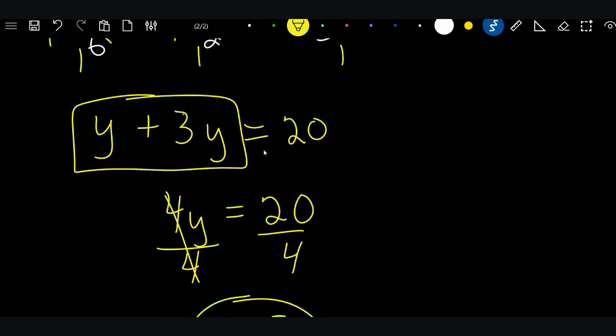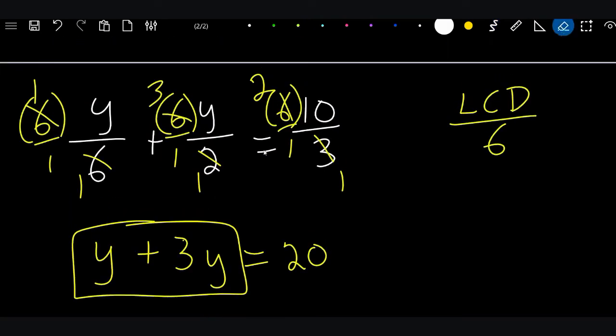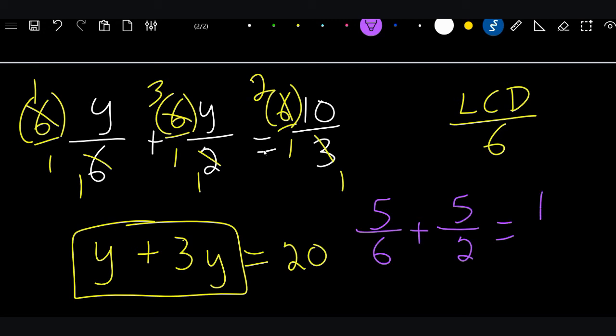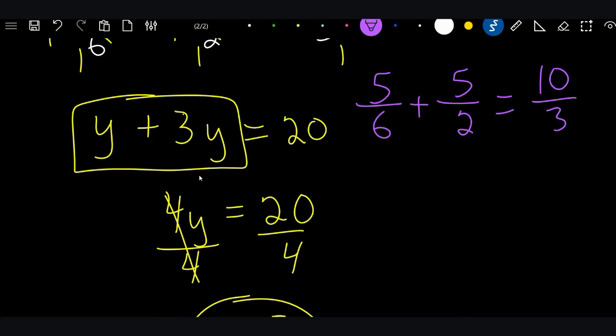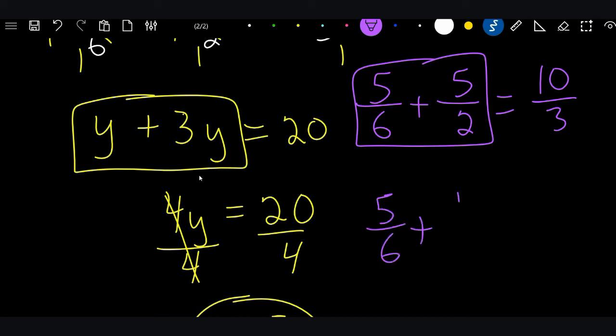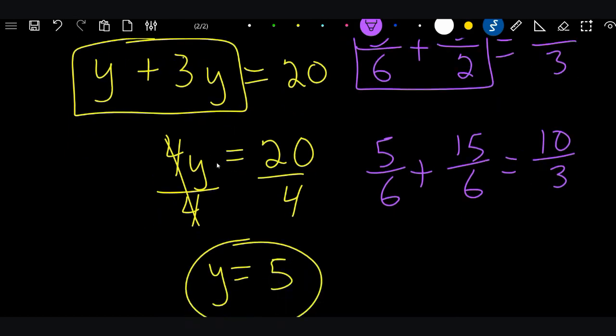Y equals 5. Now what we have to do is go back and plug it back in to see if it will solve out. So let's come back up here, and I'll just add that in. So 5 over 6 plus 5 over 2 equals 10 over 3. Let's see what we get. We need to add those together, but we need to convert to a common denominator. So 5 over 6 plus 15 over 6 equals 10 over 3. Is that true? Not looking true right now, is it?